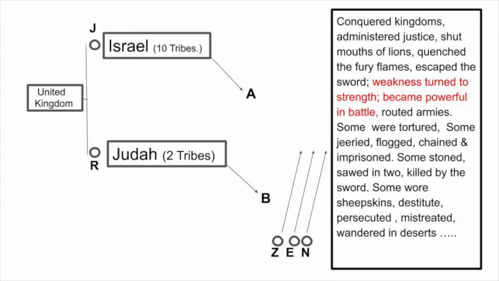In the third section, those who live by faith conquered kingdoms and administered justice. They shut the mouths of lions and quenched the fiery flames. They escaped the sword. Their weakness was turned to strength. They became powerful in battle. They routed armies. Some were tortured, some jeered, flogged, chained, imprisoned, some stoned, cut in 2, killed by the sword. Some wore sheepskins. They were destitute, persecuted, mistreated, wandered in deserts.